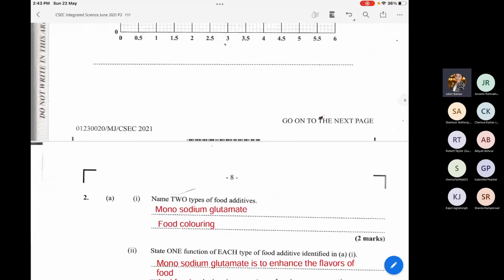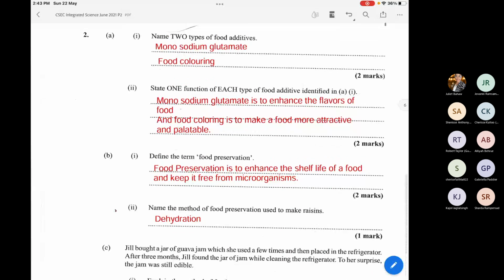Okay, moving on to question 2 now. Name 2 food additives. So you have the MSGs or monosodium glutamate. You also have food coloring. And then you have to state a function of each type of food additive. Now, MSG is to enhance flavors. Coloring is just the aesthetic of the food to make it more palatable, more attractive.